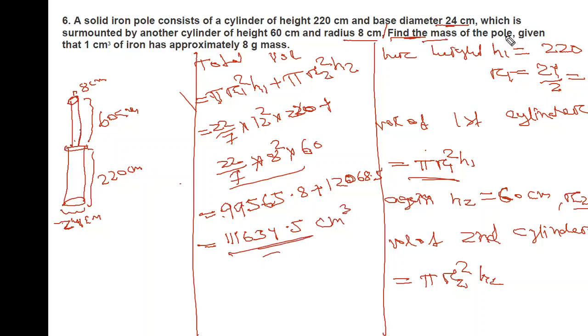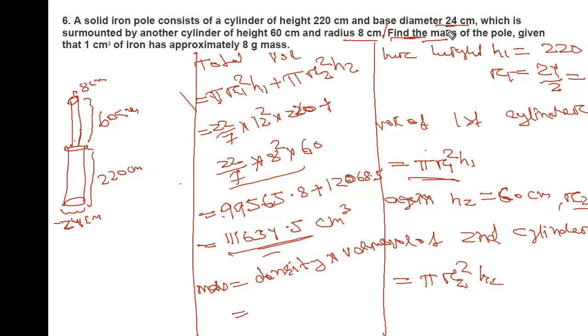So mass of the pole is given, 1 cm cube of the iron has approximately 8 gram. So you know that mass is equal to density into volume. You must have studied it in physics, in your science book. Now what is density?